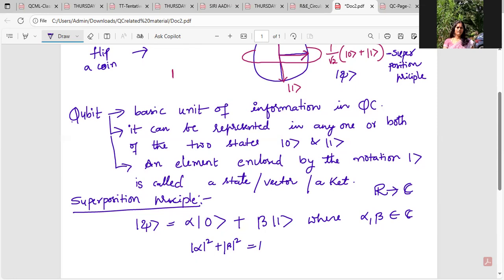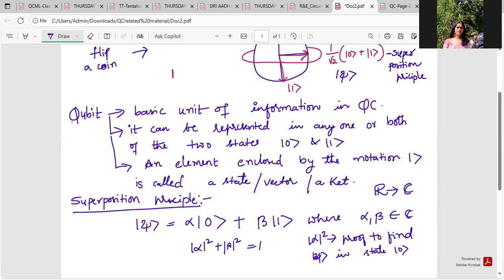Mod alpha square is the probability to find ket xi in the state ket 0. Mod alpha square is the probability to find ket xi in state ket 0. There's no number system here. It's all about this ket 0 and ket 1.